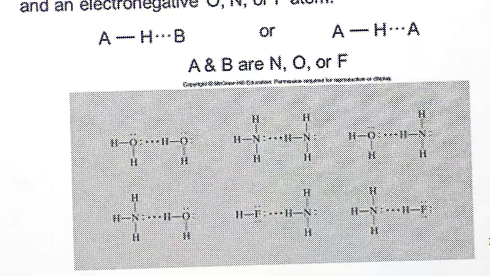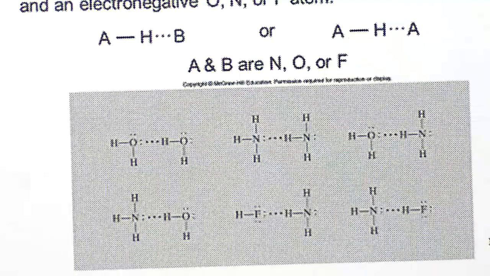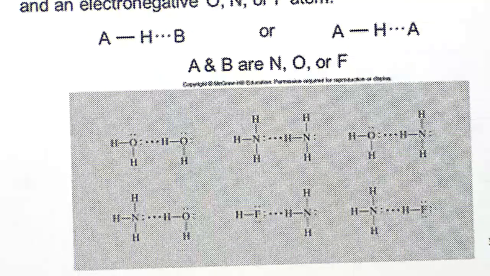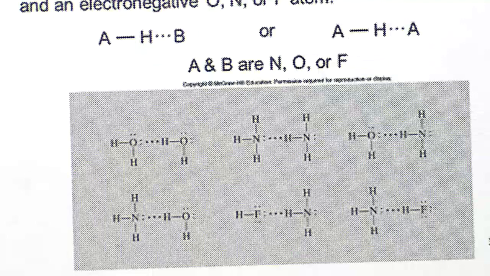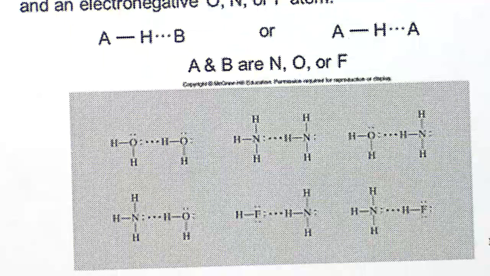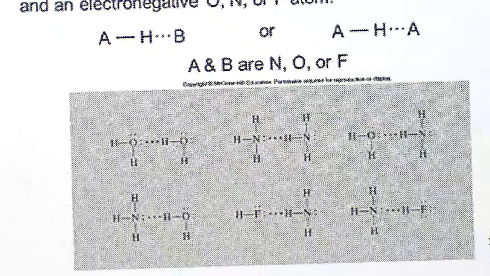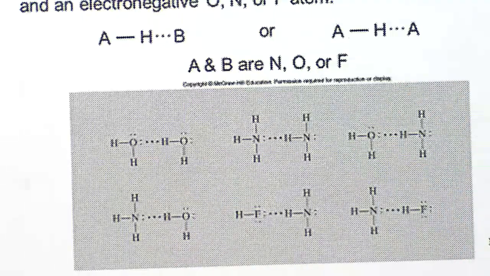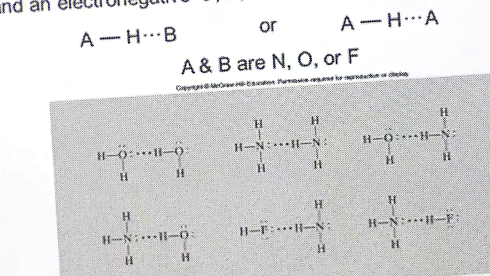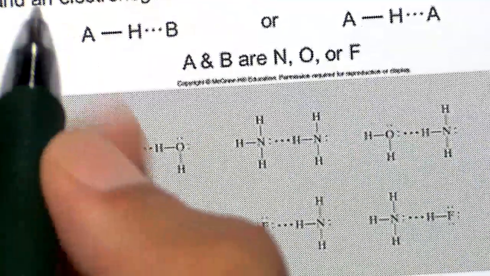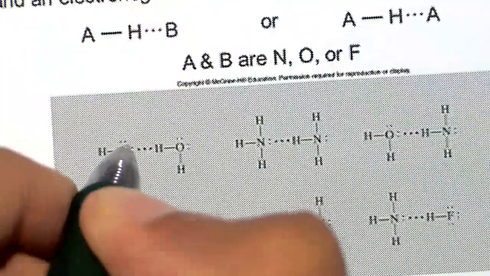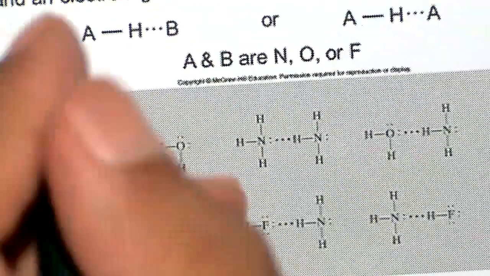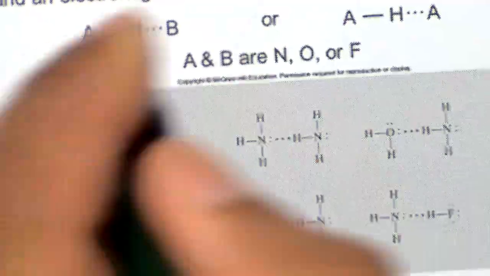Okay. So remember, for hydrogen bonding, what are we looking for? OH, NH, or the element fluorine, which is F. Very good. Okay, so we have 2 molecules here. It's hard to see, I know. We have water and water.